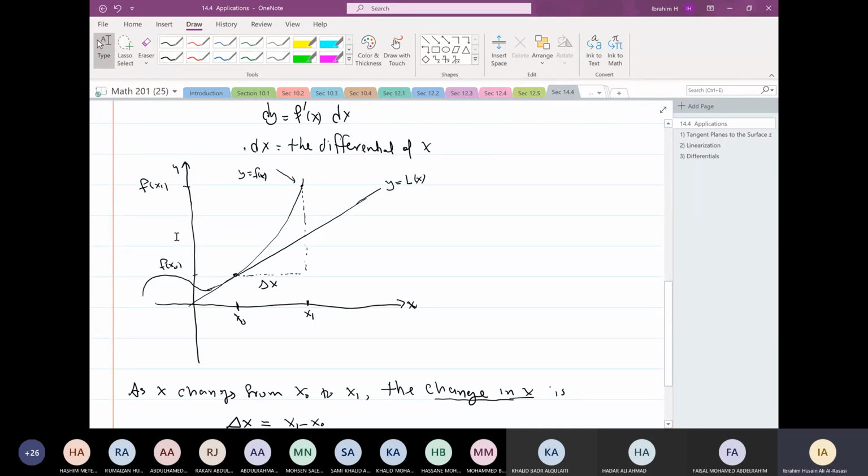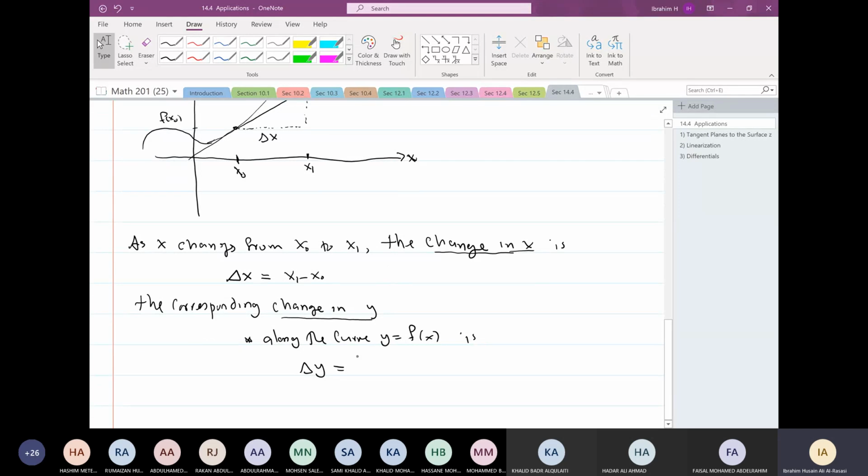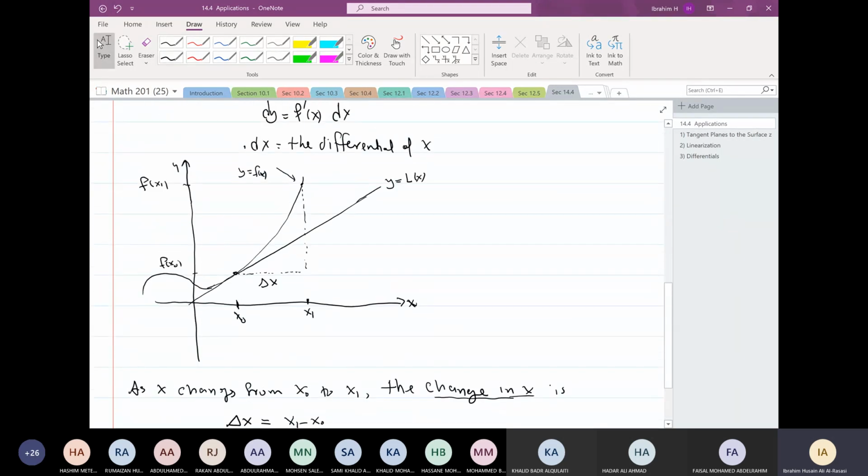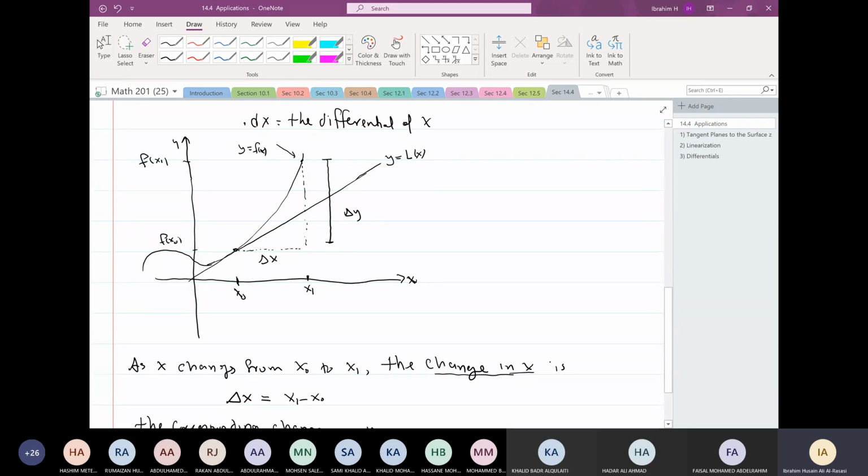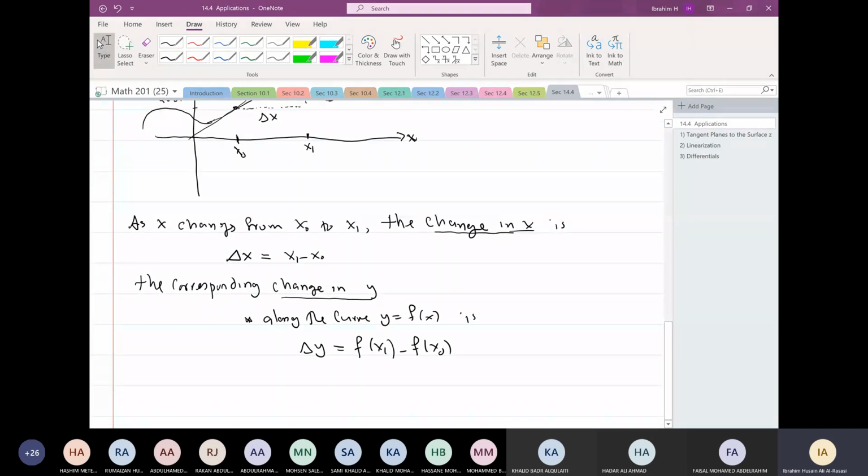This means f final minus f initial, f of x1 minus f of x0. In the graph it is this one, from here to here, this is delta y. This is the change in y corresponding to the change in x, when you go from x0 to x1. So this is the change in y. Here I will write it in this form.